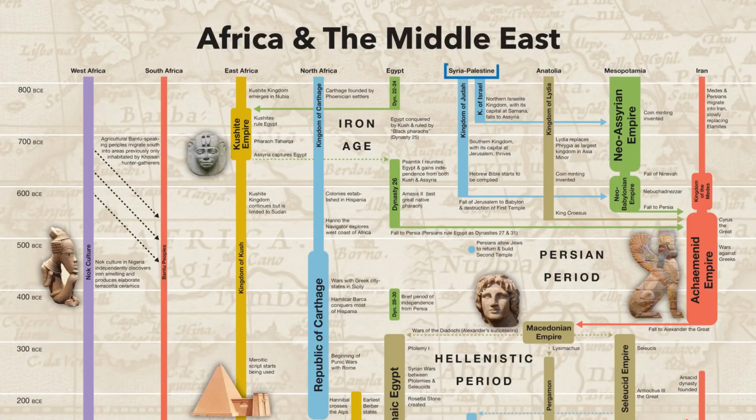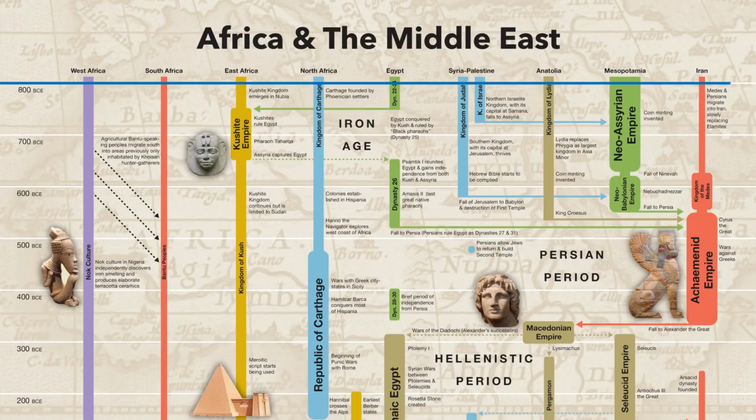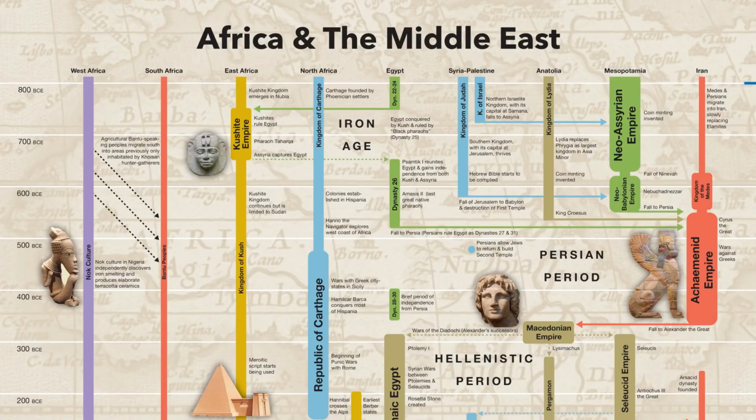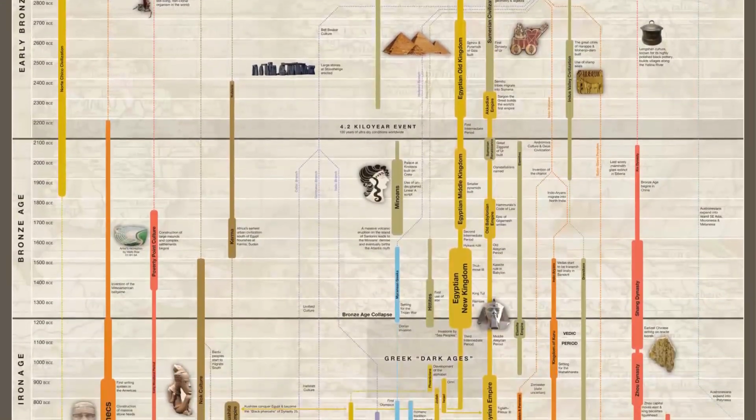We have Syria-Palestine, Anatolia, Mesopotamia, and Iran. But since I already cover a lot of Middle Eastern history on this channel, I'm mostly going to concentrate in this video on Africa. As I mentioned in my Asia video, all of these foldout charts start at 800 BCE. If you want to see what happened before this, you have to refer to the main chart.